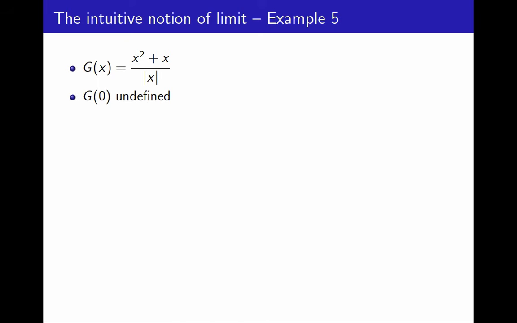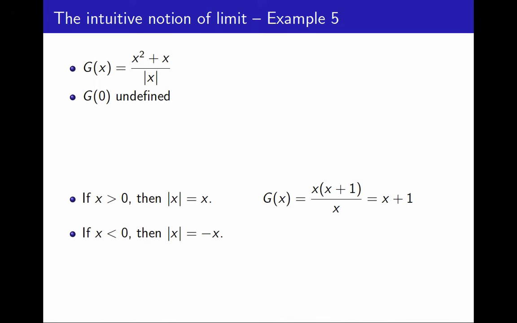The best way to deal with an absolute value is probably to break it into cases, depending on whether the thing inside the absolute value is positive or negative. In this case, when x is greater than 0, then the absolute value of x is simply x, and I can simplify the expression for g of x. It will be x times x plus 1 over x that simplifies to x plus 1. And similarly, when x is less than 0, the absolute value of x is minus x, and g of x simplifies as x times x plus 1 over minus x, or simply minus x minus 1.